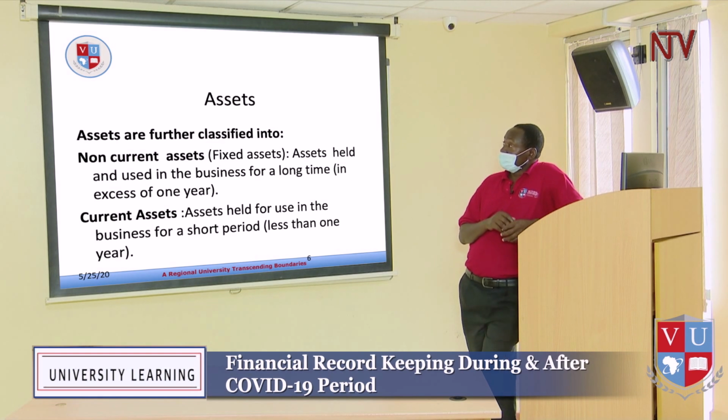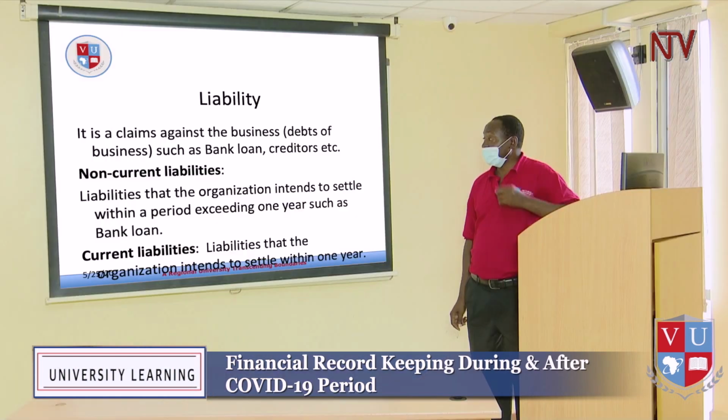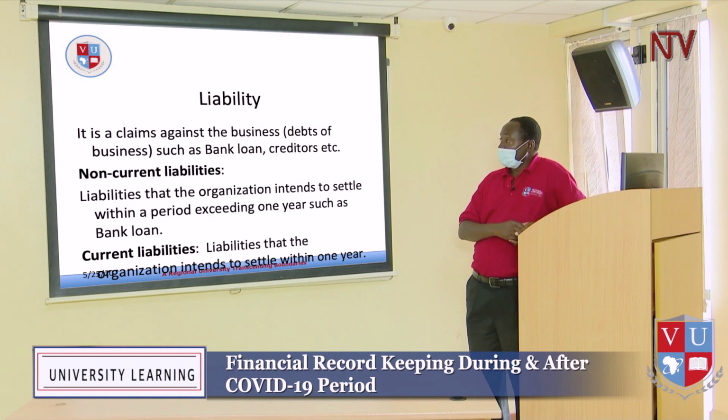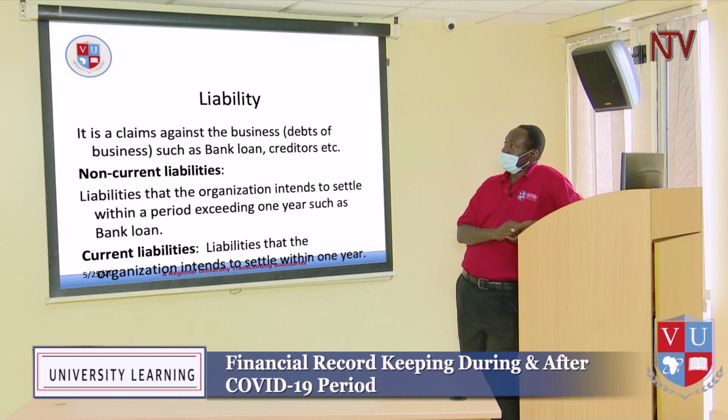Also, our financial records must cover liabilities. Liabilities. These are the claims against the business. It could be a bank loan. It could be a credit supplier, somebody has supplied it and you haven't paid. And anything that the business owes to other parties.